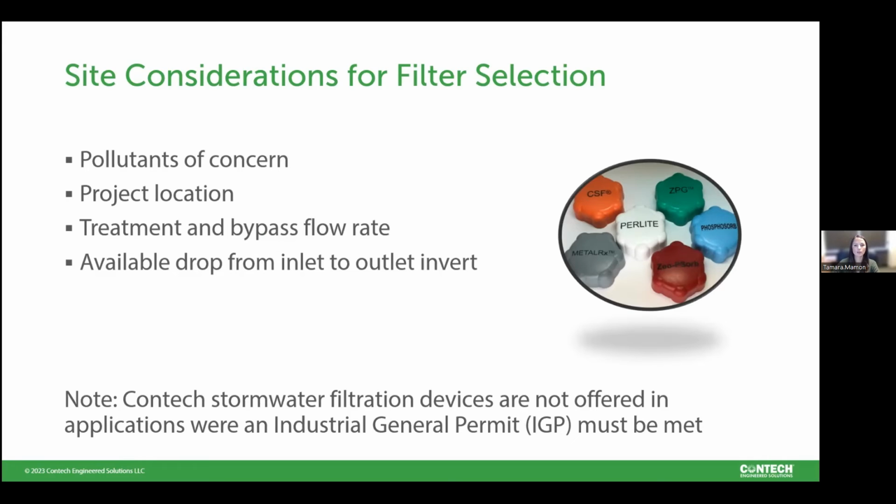Finally, we would like to know your available drop from inlet to outlet invert. The more drop you have from inlet to outlet invert, the taller the cartridge you can use. And when you can use a taller cartridge, you can use fewer of them, which will shrink your system footprint. We do have options for low drop, but typically if you have a shorter cartridge, you need more of them and your system will grow a little bit in size.